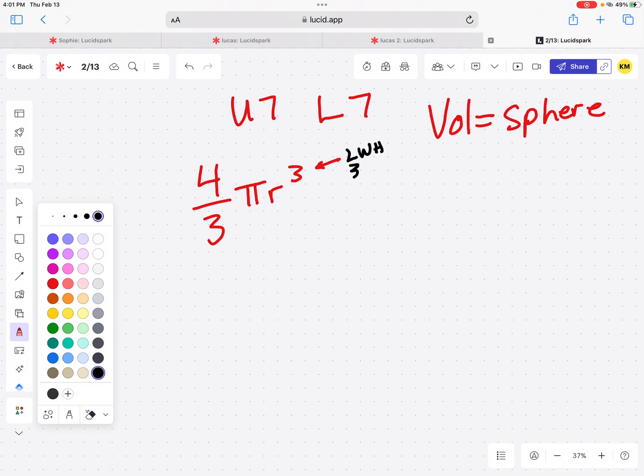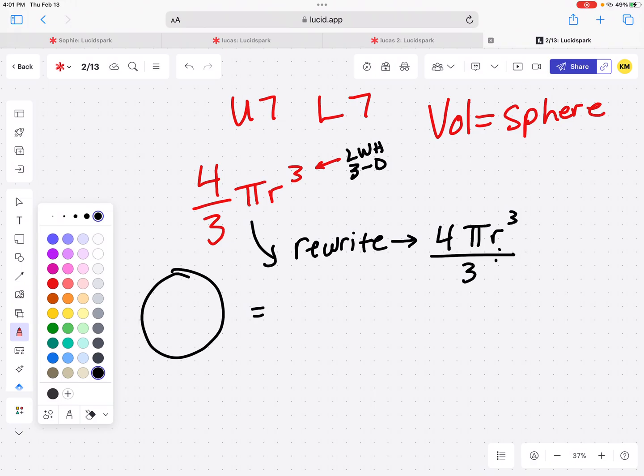Okay, so it's 3-dimensional. So you know how I always like to rewrite things an easier way. So I'm going to rewrite this as 4 pi r cubed divided by 3, because to me that makes it a little bit easier. So here's my sphere. If it gives you a diameter, you cut it in half because you need to have your radius. Well, let's just say our radius here is 5.